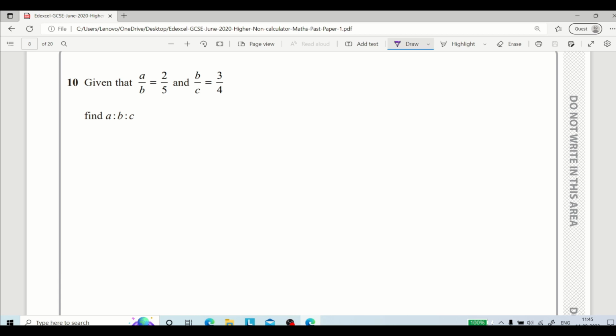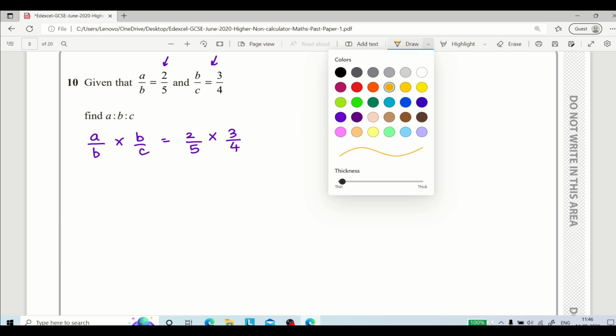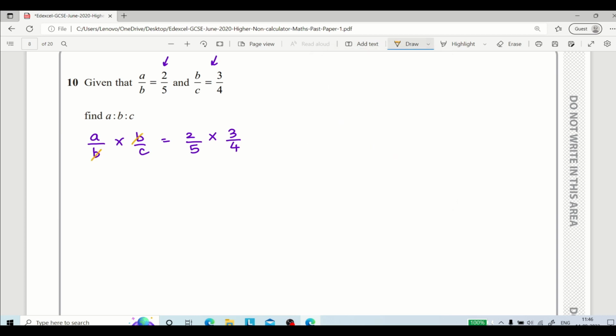Given that A over B is equal to 2 over 5 and B over C is equal to 3 over 4, we need to find out A is to B is to C. Starting with multiplying these two fractions. So yes, what do we get? A over B into B over C is equal to 2 over 5 into 3 over 4. Here, we are able to cancel out B and B part. So that will give us 6 over 20. Which means A is to C is 6 is to 20. Just write it down in this way.